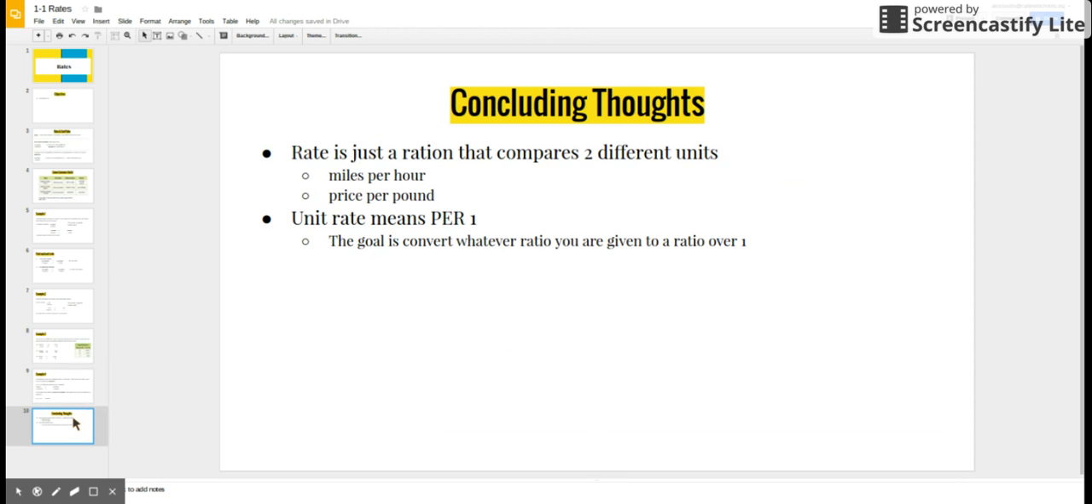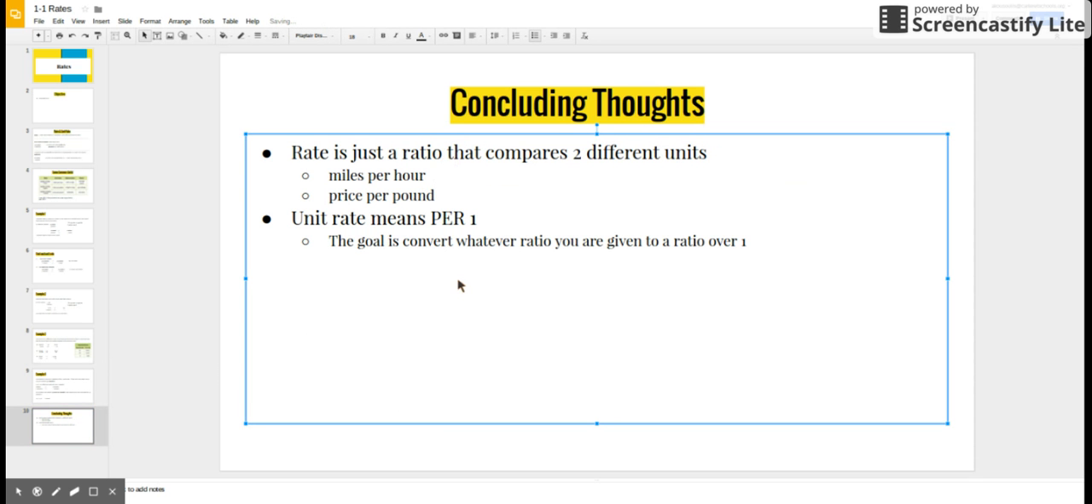All right, so here are some concluding thoughts. A rate is just a ratio that compares 2 different units. Miles per hour, price per pound, those are some examples. A unit rate means per 1. So the goal is to convert whatever ratio you are given to a ratio over 1 to find the unit rate.